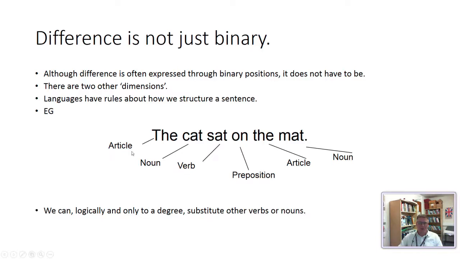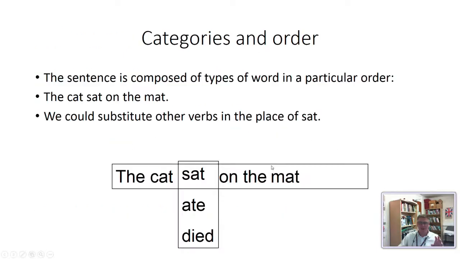And we've got different words doing different things. So we've got the article, the, we've got the noun, cat, we've got a verb, sat, we've got a preposition, on, an article, the, and another noun, mat. Now we can logically, and to a degree, substitute other verbs and nouns for things. So we could change this for another noun, we could change this for another verb, and we could change this for another noun. We might even also have to change the article or the preposition. So let's have a look.